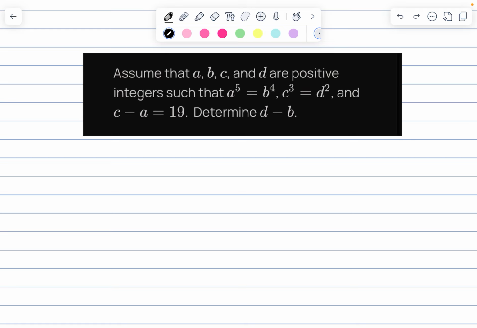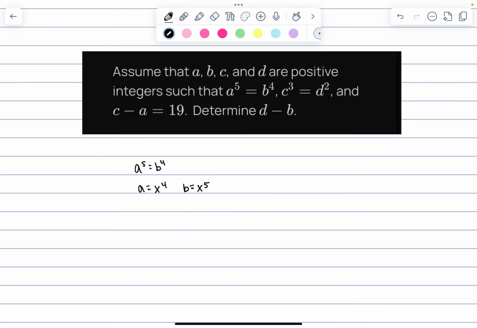So for this problem, we'll use substitution, the difference of squares theorem, and some prime factorization properties. Starting off, since we know that a to the power 5 equals b to the power 4, we can have some integer x such that a equals x to the power 4 and b equals x to the power 5. And we know these exponents because of the given relationship between a and b.